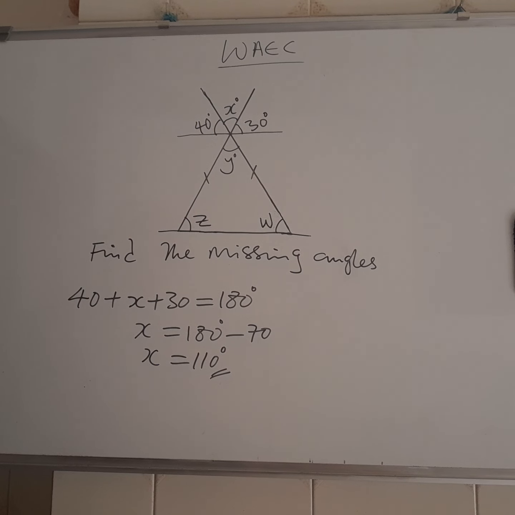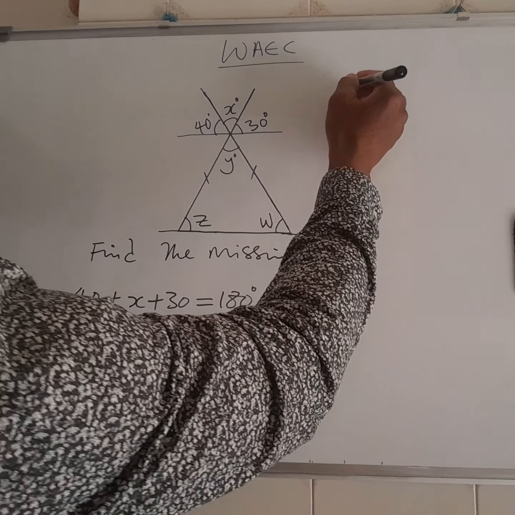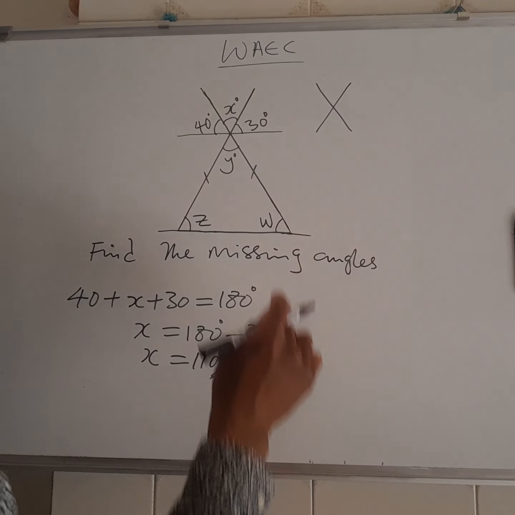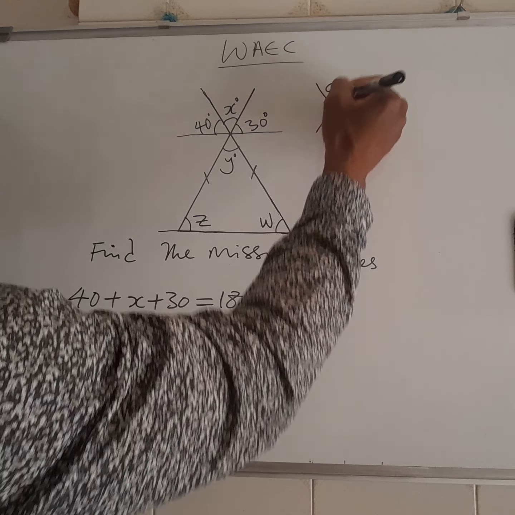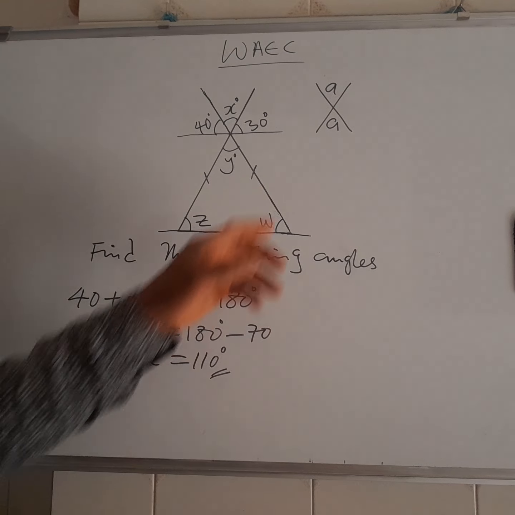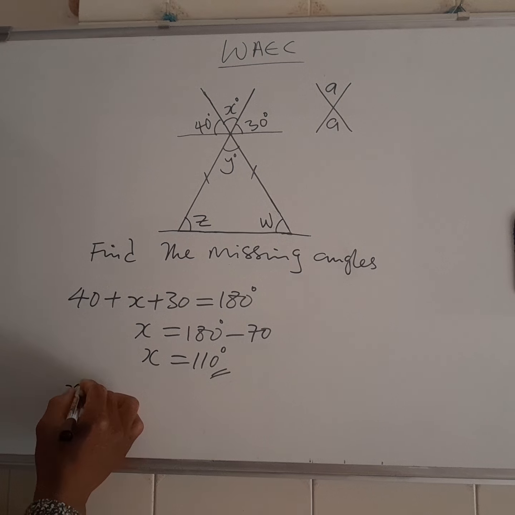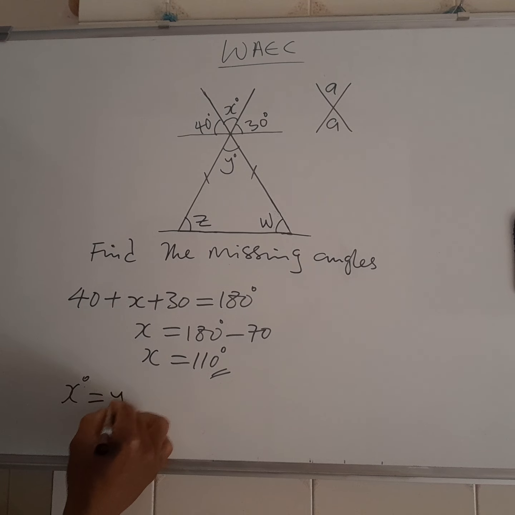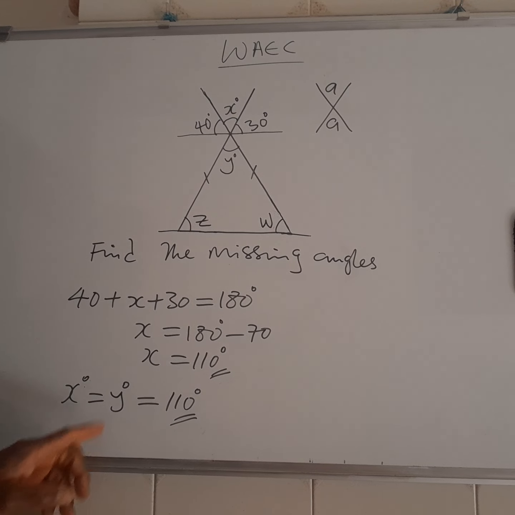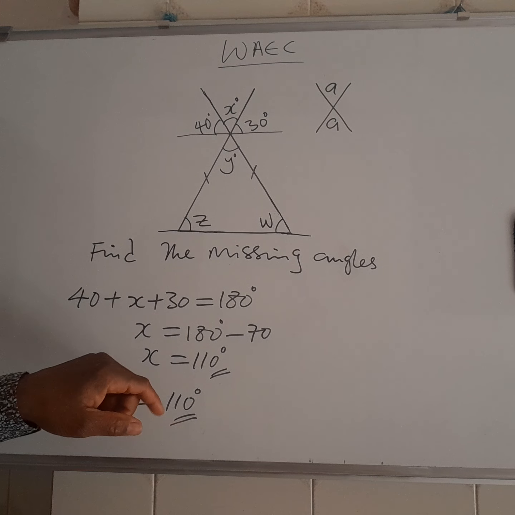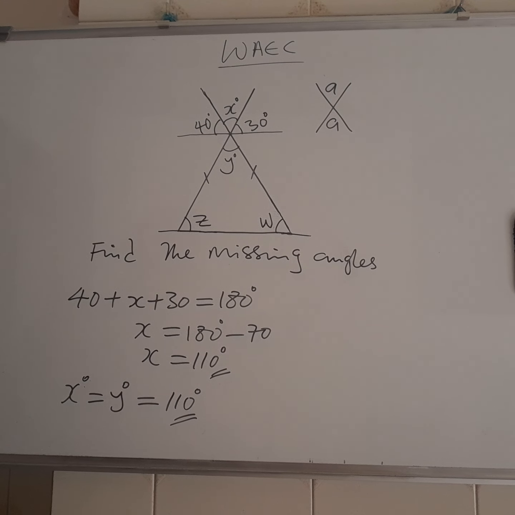So we've gotten the value of X. Furthermore, you observe that in this figure, remember angles formed on parallel lines, when you have something like an X shape, your angle here is equal to angle here. The reason is that they are vertically opposite angles. So therefore, your angle X is equal to angle Y, which is equal to 110 degrees. So your Y is now 110 degrees because it is vertically opposite to angle X. So we've gotten two of the angles.